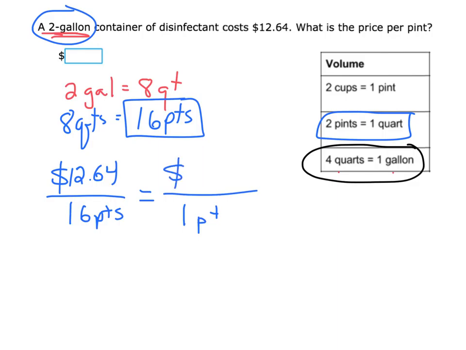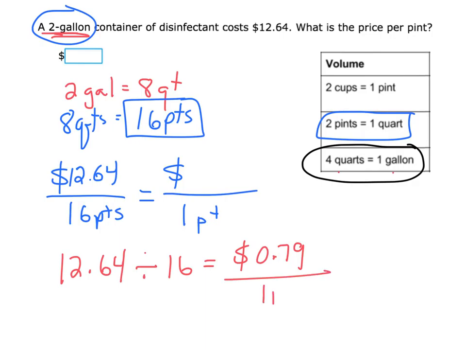So we'll use our calculator and we'll just literally type in 12.64, divided by 16 pints. And when I do that, I will get an answer of 79 cents per 1 pint. Just like we did before. The only thing we had to do now is we had to do a little bit of converting first.